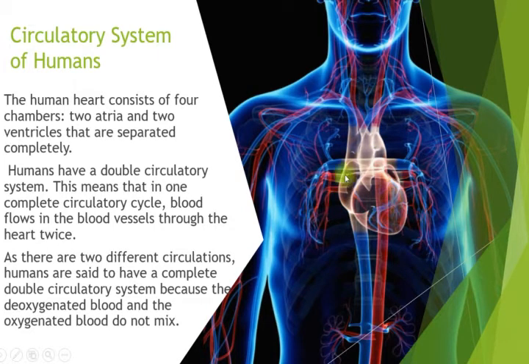Our heart consists of four chambers, two atria and two ventricles, that are separated by the septum. So it causes the deoxygenated blood and oxygenated blood not to mix. That's why it is said to have a complete double circulatory system. Why double? Because the blood flows in the blood vessels through the heart twice, and also in two directions.